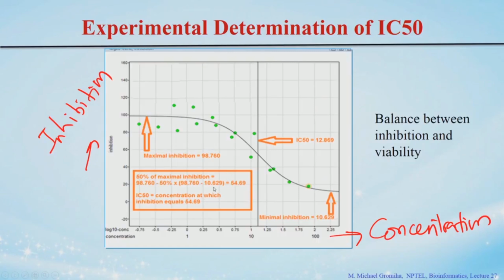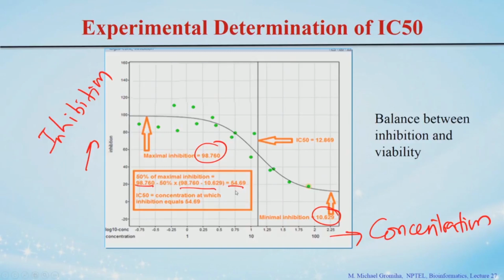Why is IC50 mentioned? Because we need to have a balance between the inhibition and the viability. This is the reason we take this 50% inhibition. So, we calculate the 50% of the inhibition. This is the maximum, 98.76, right, minus 50% of the difference, how much inhibition there is. The difference is 98 minus 10, where the maximum is 98 and the minimum is 10. So, from the maximum we reduce 50% of this difference, and this will give you 54.69, right, the inhibition.